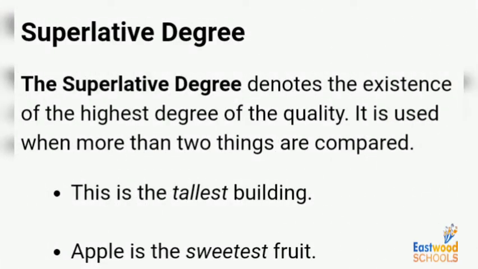The next is the superlative degree. The superlative degree denotes the existence of the highest degree of the quality. It is used when more than two things are compared. For example, this is the tallest building. So we are talking about more than two buildings here, among which one is the tallest. The next says apple is the sweetest fruit, meaning that apple among all fruits is the sweetest.